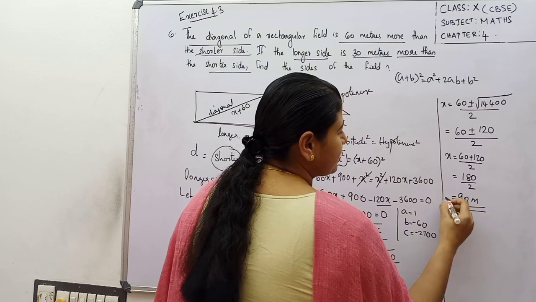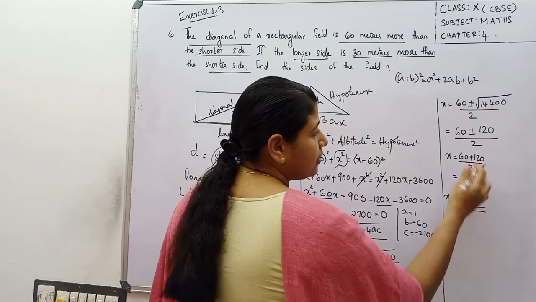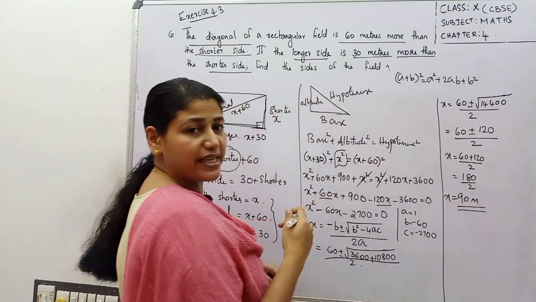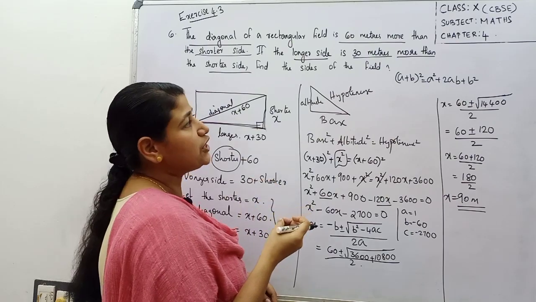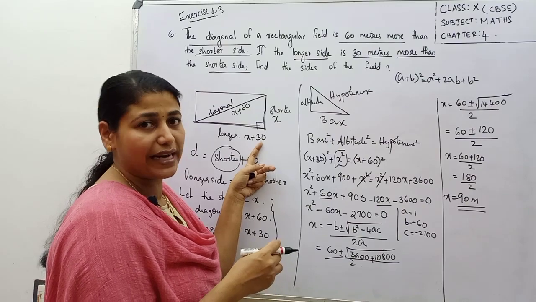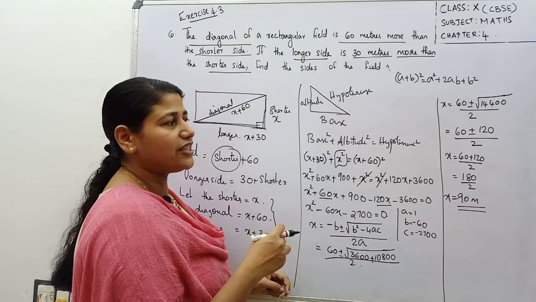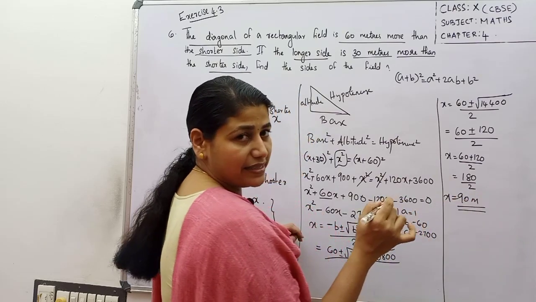So we got x as 90. One more condition is there, you know. 60 minus 120 you will get a negative number, which is not possible since x and x plus 30 are the sides of a rectangle, which will never be a negative number. So no need to do that. We can just do x is equal to 90 meters.